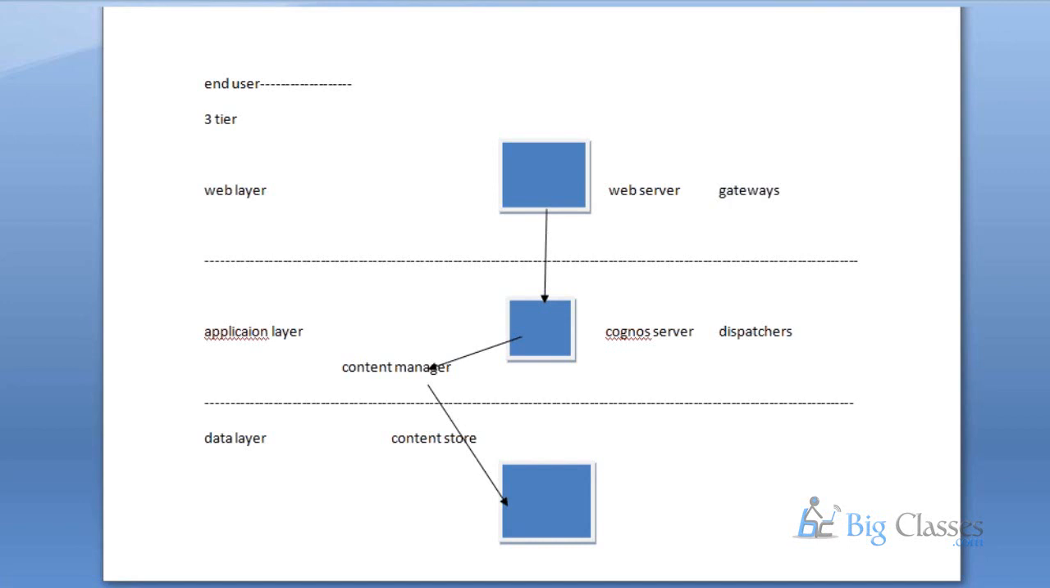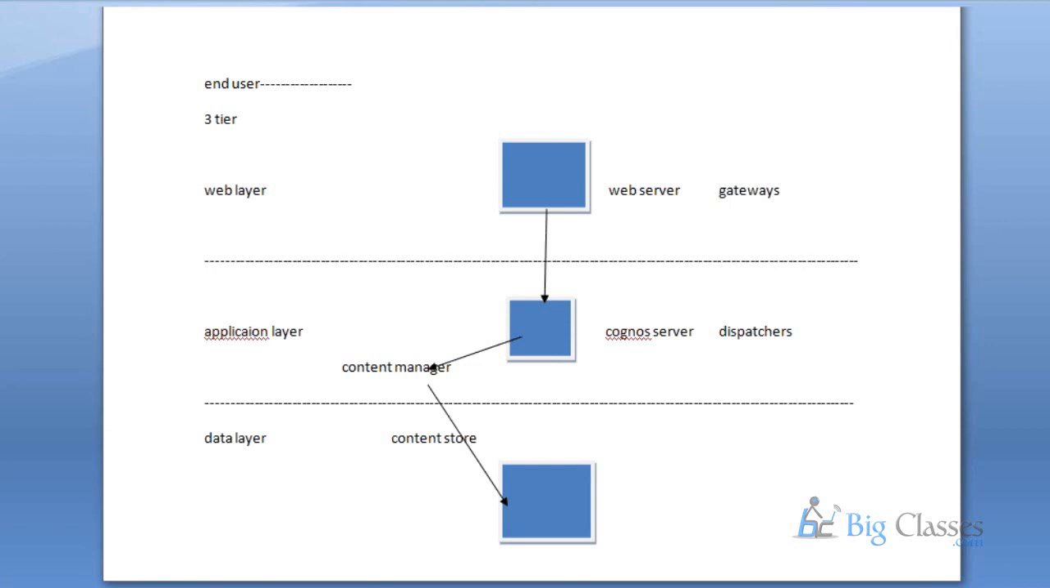Cognos is a multi-tier architecture, but for classification purposes it has been classified into a three-tier architecture: web layer, application layer, and data layer.